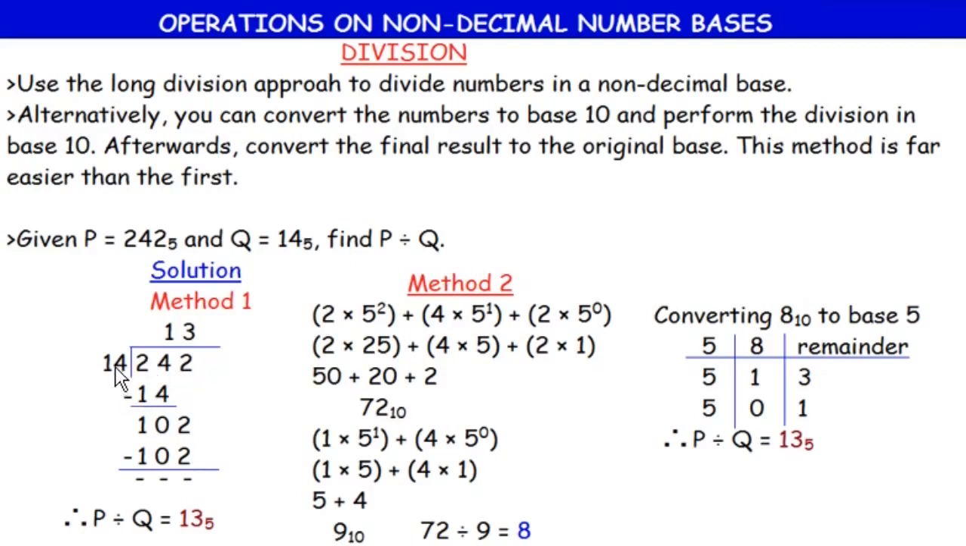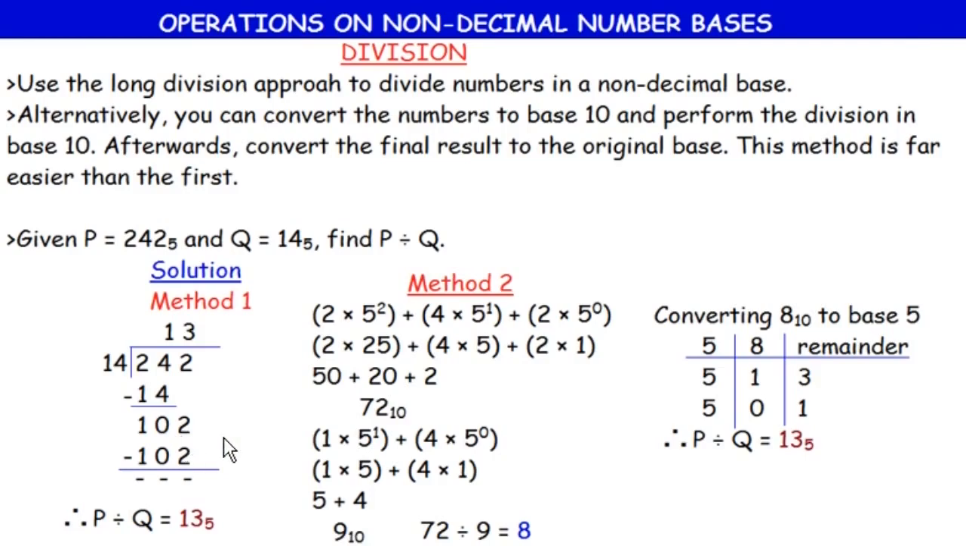So how many times will, let's pick the first two digits, how many times will 14 divide 24? Okay, it is 1. 14 times 1 is 14, and then we subtract. So 4 minus 4 is 0, 2 minus 1 is 1. Then we attach this. We have 14 dividing 102. Bear in mind everything is in base 5. Everything is done in base 5. So what is the result of 102 divided by 14? The answer is 3.